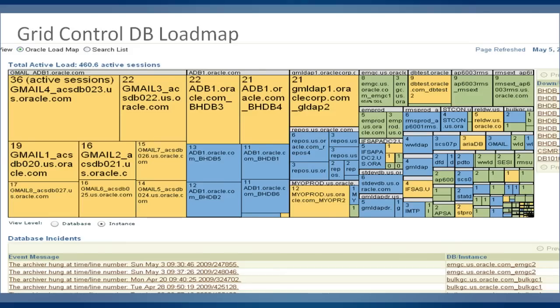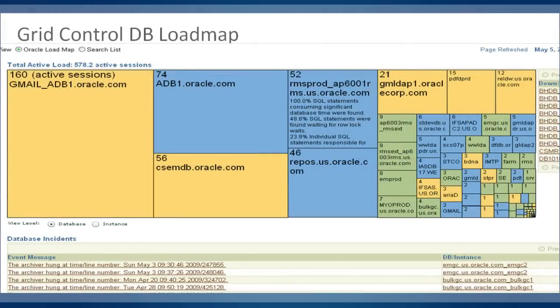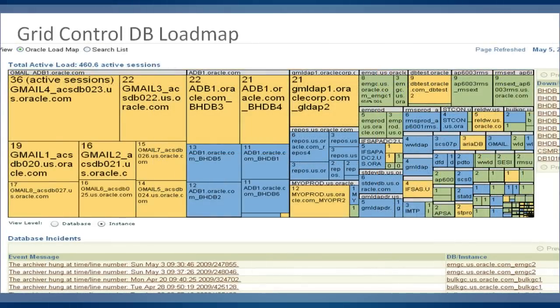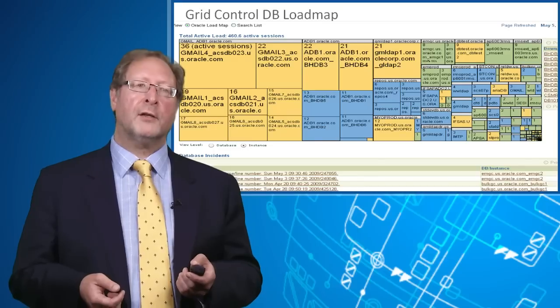On the previous slide, we were looking at this just at the database level. We can then drill down into individual database instances. And the colors that we have here represent the predominant wait events. So either green for CPU, blue for I/O, or the kind of orangey color represents other waits there.